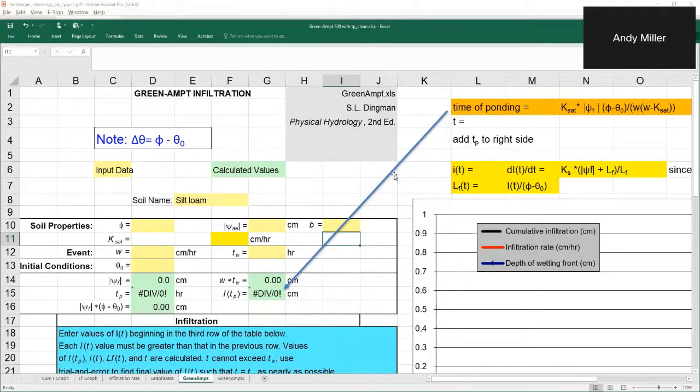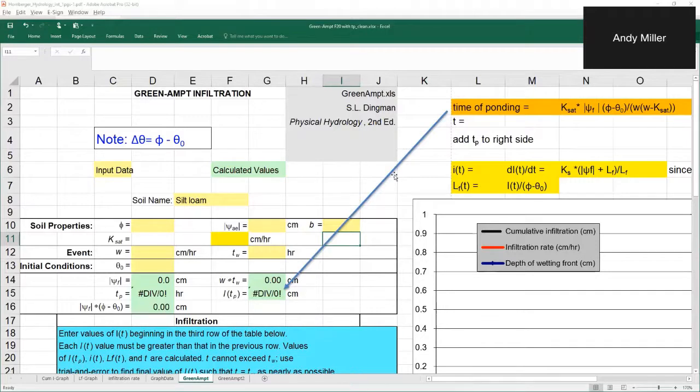Now, they don't give you a value for tension head at the wetting front. In the Hornberger textbook, they're just assuming they're giving it to you. What it says in the Digman textbook is, we don't necessarily know exactly what the tension head is at the wetting front, but one thing we can say for different soils is that we've got tabulated values of the air entry tension.